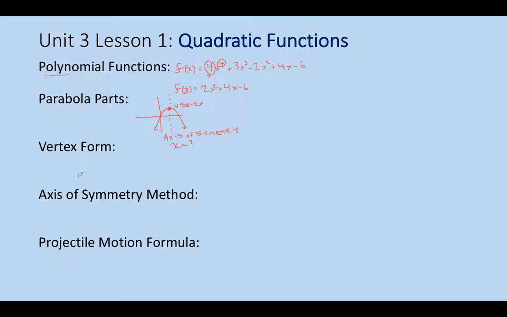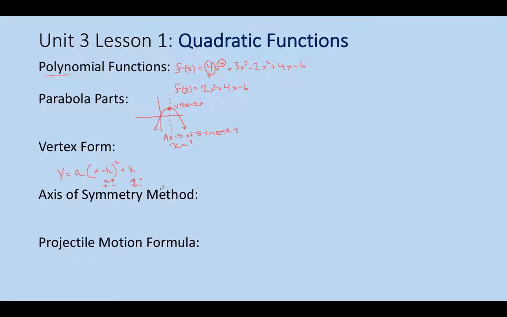Let's see, vertex form is something that you're going to need to know, and we actually saw this in the previous chapter. It's just y equals a, which is the stretch factor, times x minus h, that shifts it left or right, squared, plus k, that shifts it up or down. And remember that the h, again, was opposite of the sign, so if it was positive, it went left. If it was negative, it went right. And the k moved it up and down, but if it was positive, it went up. If it was negative, it went down.